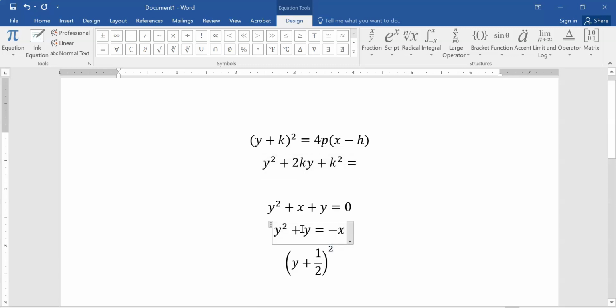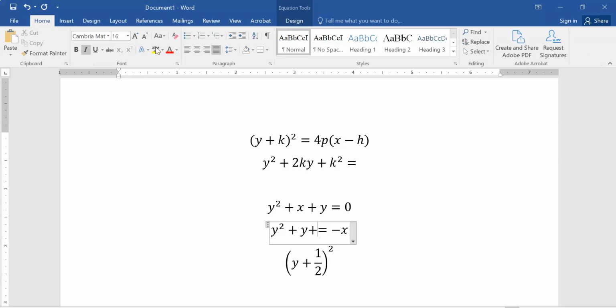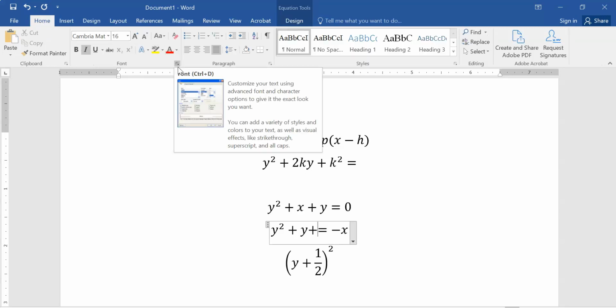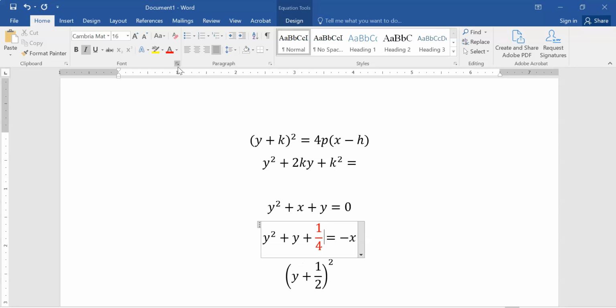Middle term, we go half of that. That's 1 divided by 2, which is a half. And then we're going to have to add a certain term. In this case, we're going to have to add a 1/4 to the left-hand side to make sure that it's a perfect square. So y squared plus y plus 1/4 equals negative x, and since we added a fourth on the left, we have to add a fourth on the right.